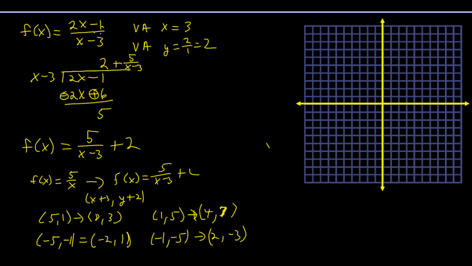So let's look at what we have now. We said we have a vertical asymptote at x equals 3. That's right down through here. We have a horizontal asymptote at y equals 2.